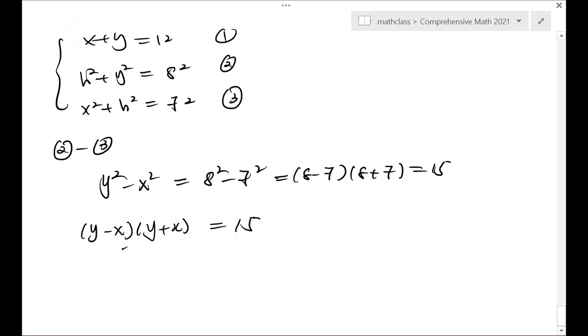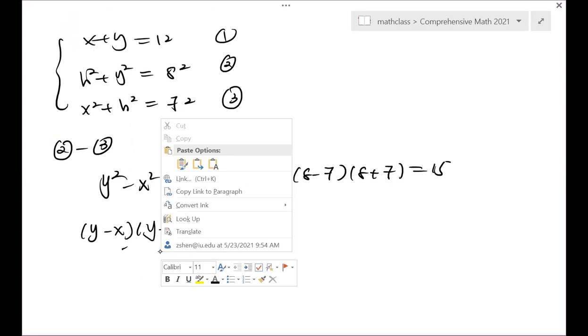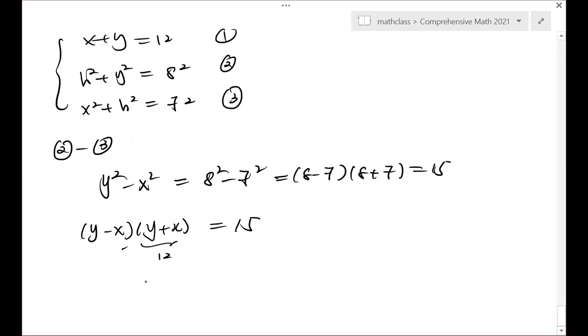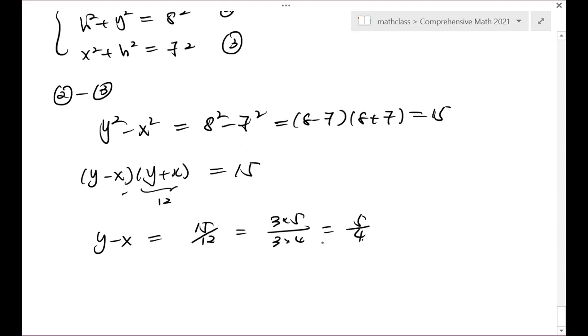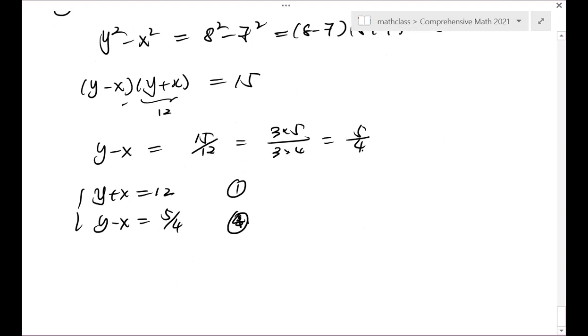And that's going to be 15. But y plus x is going to be 12. So what I got is y minus x is going to be 15 over 12. Let's simplify: 3 times 5 and 3 times 4, actually 5 over 4. So y minus x is 5 over 4, and then you have y plus x equals 12. That's equation 1, and this is equation 4. Let's label it. Then from here you can get x and y.